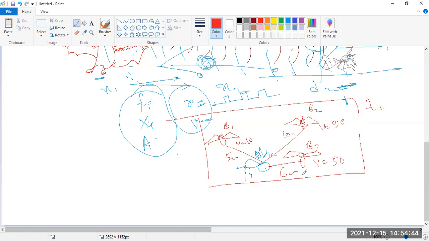So which will reach after t2 second? After t2 second, you can see, though bat one is nearer to this object, it will not reach this position. This bat will reach this position.